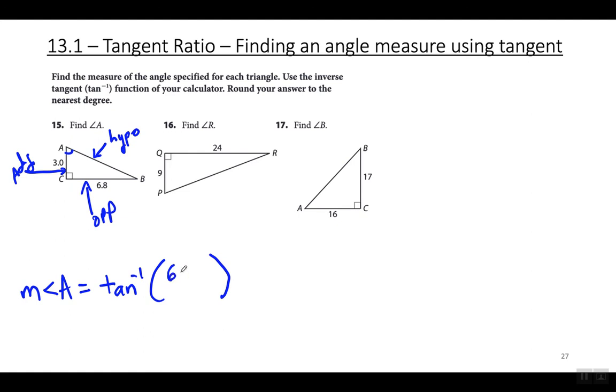So 6.8 divided by 3.0. So in your calculator, you're going to enter in this order 6.8 divided by 3 equals, and then you hit the inverse tangent button, and your answer is approximately 66 degrees.